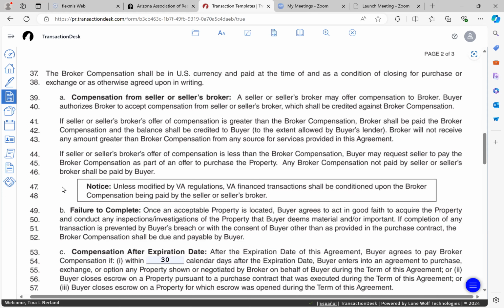Notice, unless modified by VA regulations, VA finance transactions shall be conditioned upon the broker compensation being paid by the seller or the seller's broker. So if I'm reading this correctly, the VA cannot pay, the vet cannot pay. Yes, I can email it to you after class, Ashley.